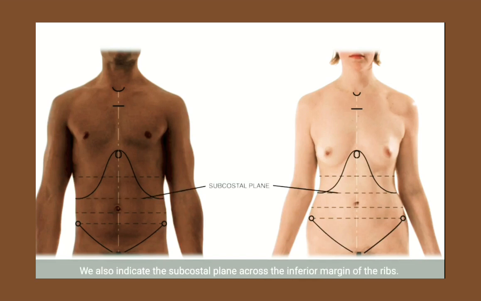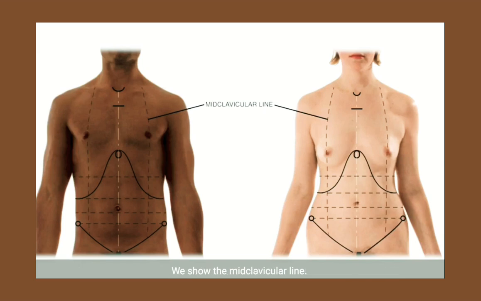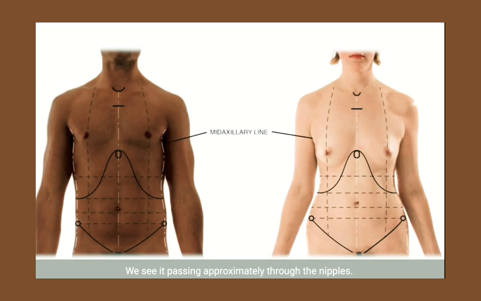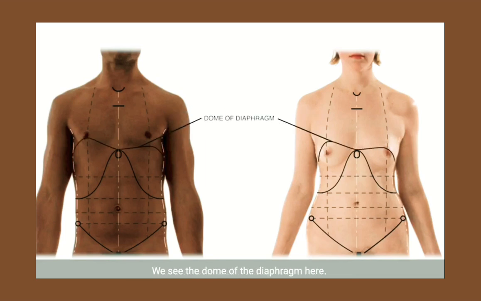We also indicate the subcostal plane across the inferior margin of the ribs. We show the midclavicular line. We see it passing approximately through the nipples. And we show the mid-axillary line. We see the dome of the diaphragm here. We note that on the right side the dome is more superior than on the left.